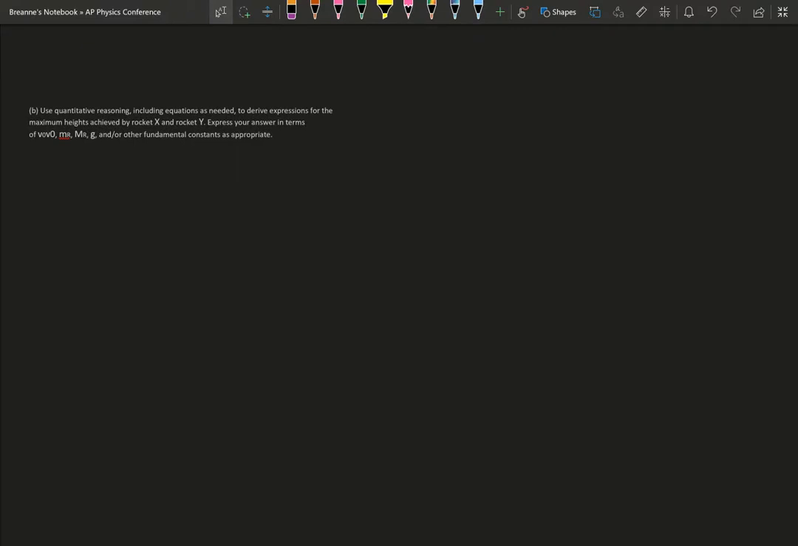So now, question B. Use quantitative reasoning, including equations as needed, to derive expressions for the maximum height reached by rocket X and rocket Y. Express your answer in terms of V naught, little mr, which is in our X direction, big mr, which is in our Y direction, and any other fundamental quantity, so we can leave gravity, worst case scenario.